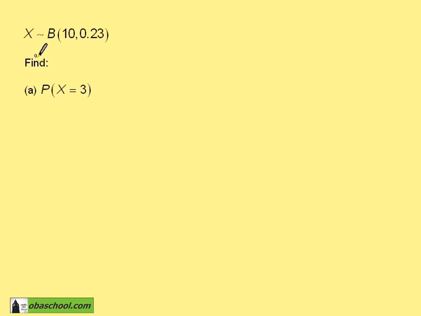Here x is a binomial distribution with 10 trials and a probability of success of 0.23. We want to find the probability that x is 3. This is going to be 10C3, 10 for the number of trials and 3 for the number of successes.